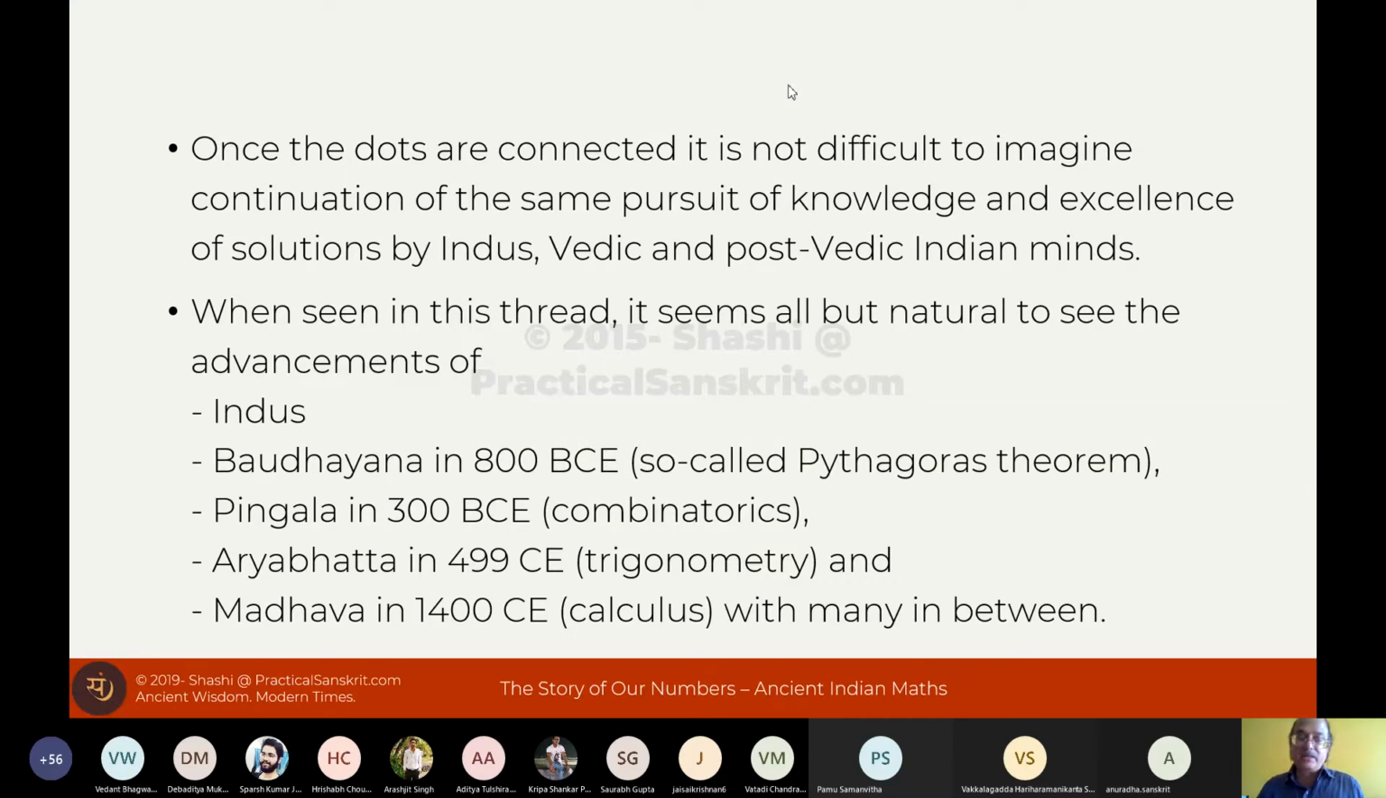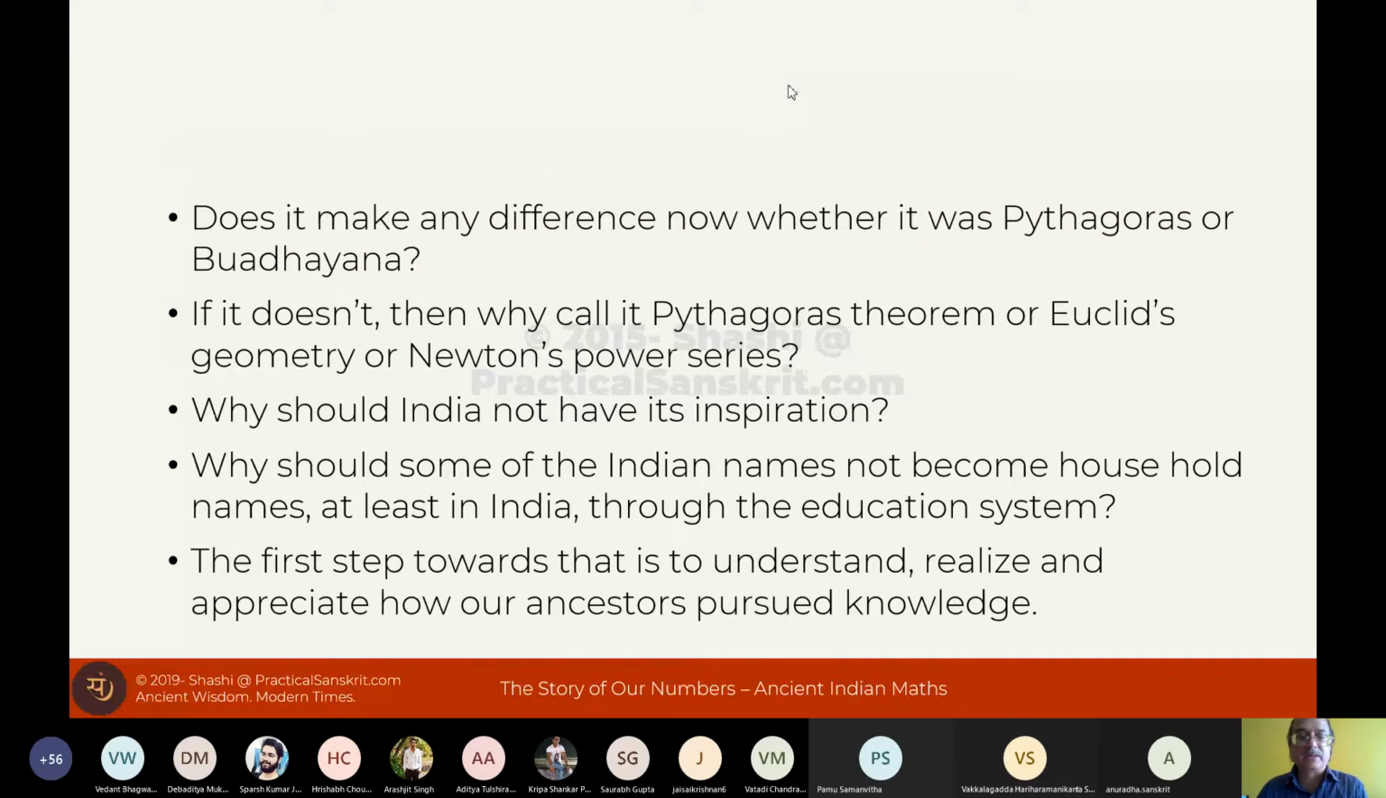We'll see that. Pingala in 300 BC is doing combinations. Aryabhata in 419 CE is doing trigonometry and a lot more higher mathematics. Madhava in 1400 is discovering calculus, right? So there's a continuity, and these are just samples. Continuously something or the other is happening. So the question is, does it make any difference now whether we know it was Pythagoras or Baudhayana? What's the big deal?